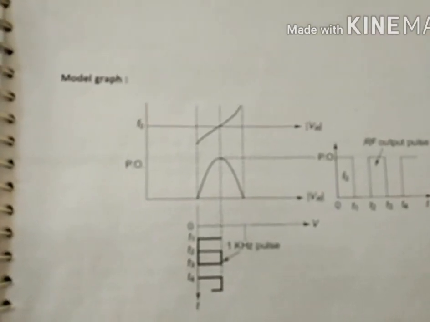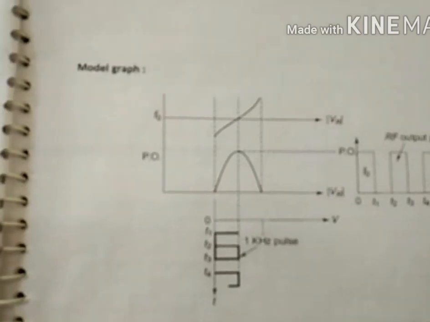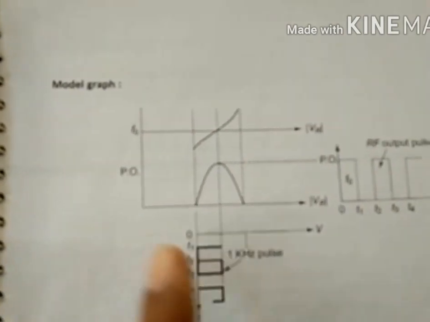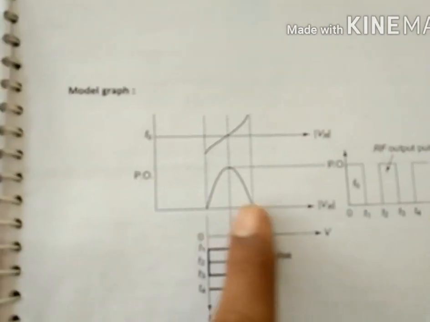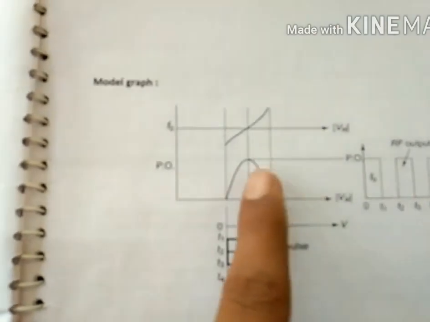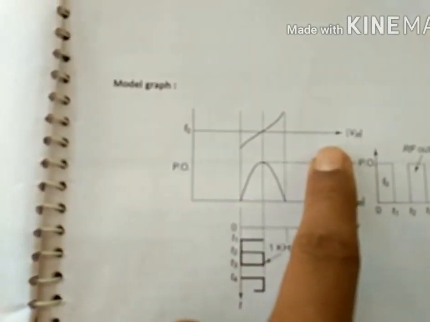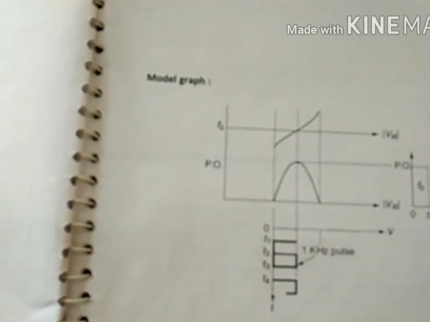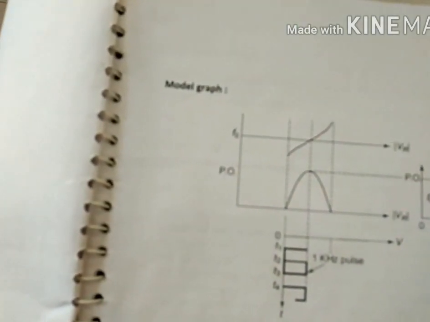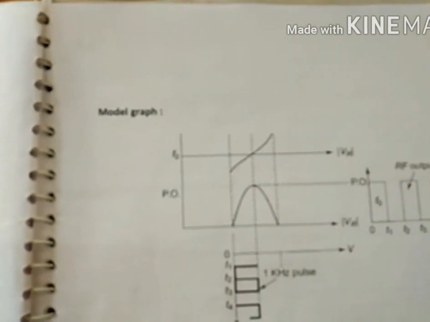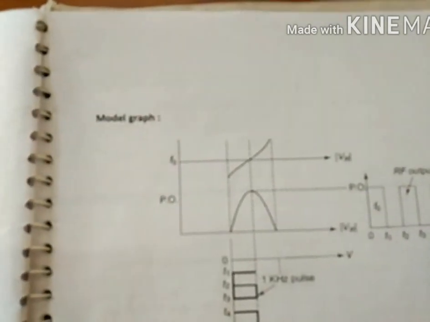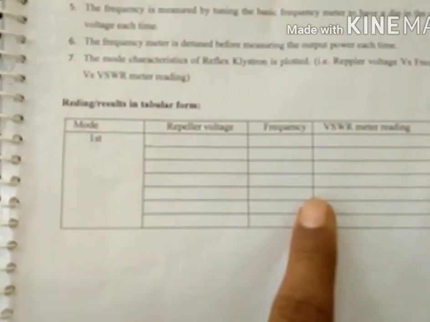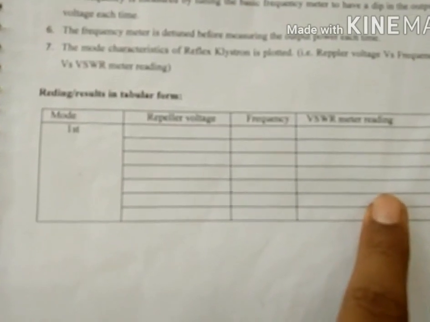This is the model graph of the reflex klystron oscillator. This is the power versus repeller voltage graph, and this is frequency versus repeller voltage. Now the reading table has repeller voltage, frequency and VSWR reading.